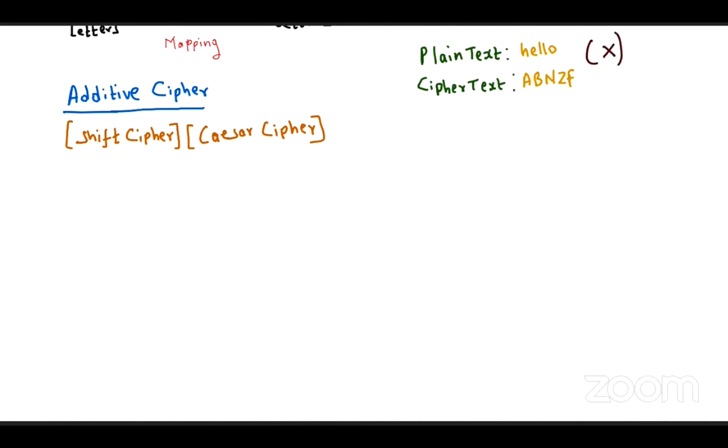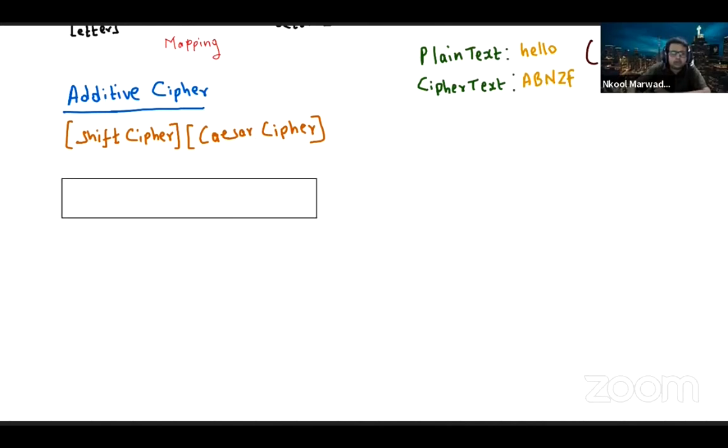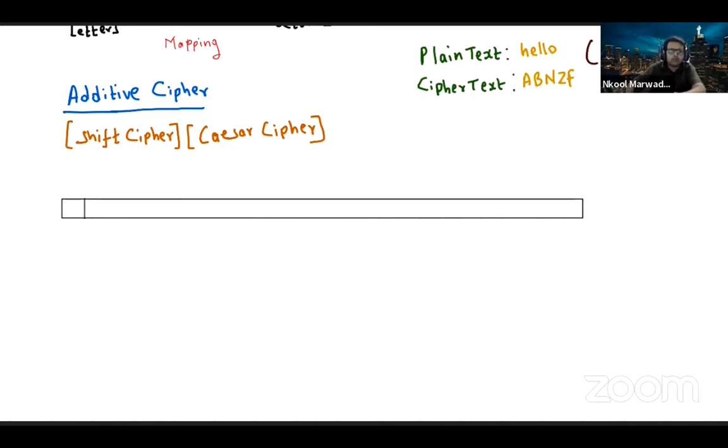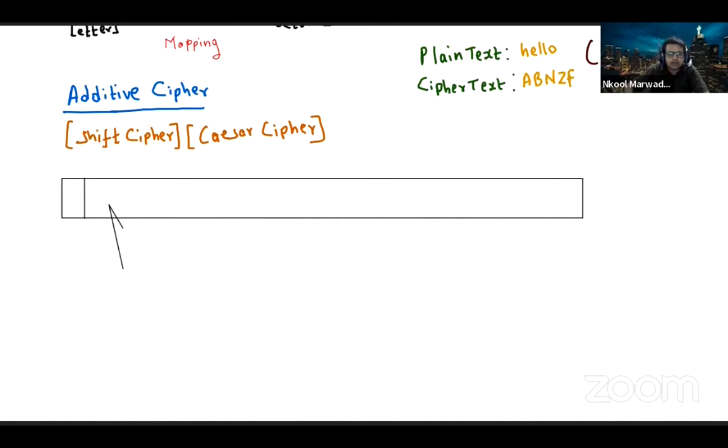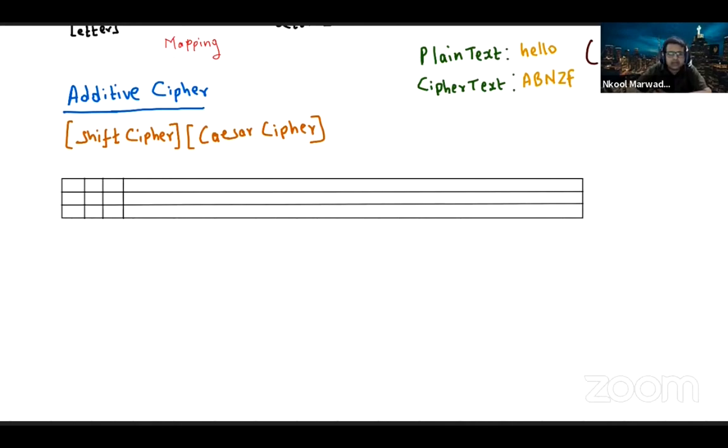So I will make one table to get an idea about its working. This table will contain 26 letters. Let me just draw it roughly. Let us be fast. The plain text is in small letters: a, b, c, d, e, f, g, h, i, j, k, l, m, n, o, p, q, r, s, t, u, v, w, x, y, and z.